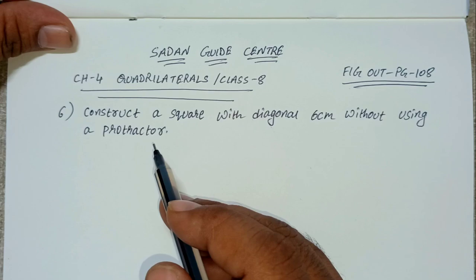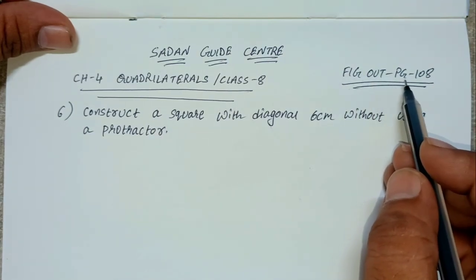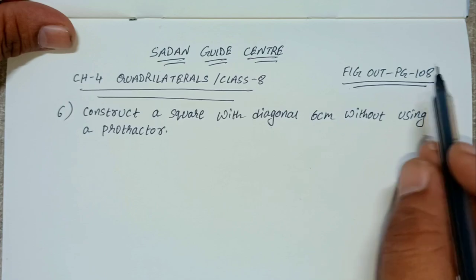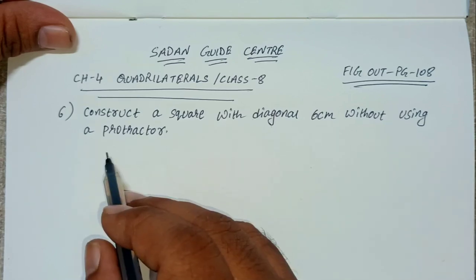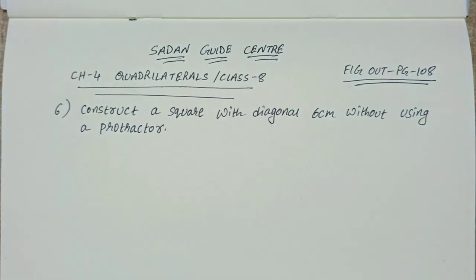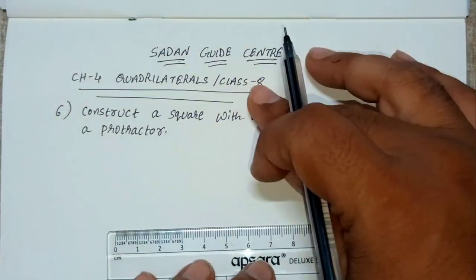So let us move to the next video of the chapter 4 quadrilateral. Class 8, figure out page number 108. Now, construct a square with diagonal 6 centimeter without using a protractor. So, without using a protractor, we'll construct a square.